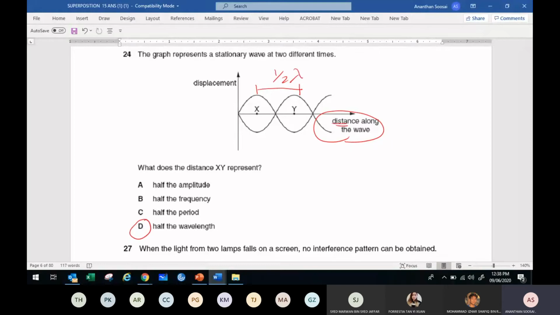Yes, your friend, you are also saying this. So antinode to antinode is half wavelength, node to node is half wavelength. Whether it's closed pipe, open pipe, or string, node to node, antinode to antinode, always half wavelength. So D.